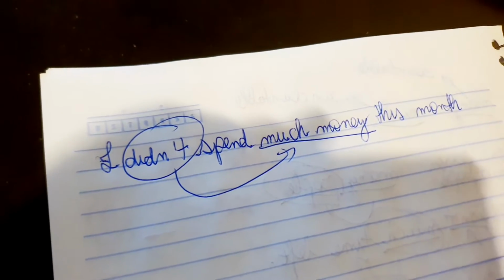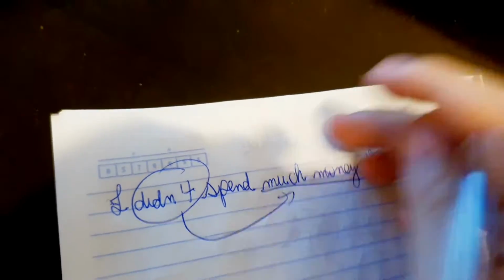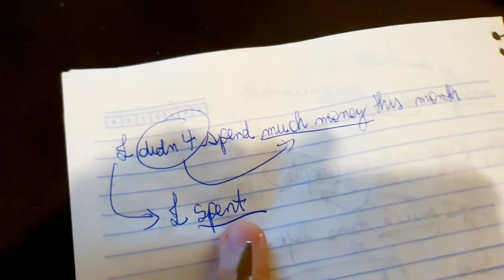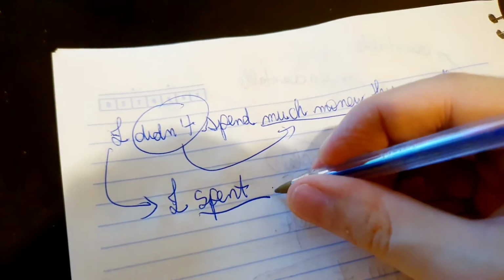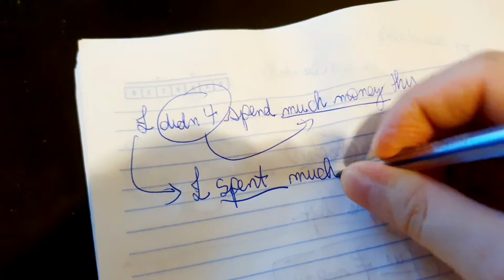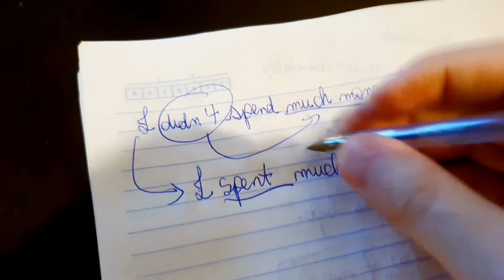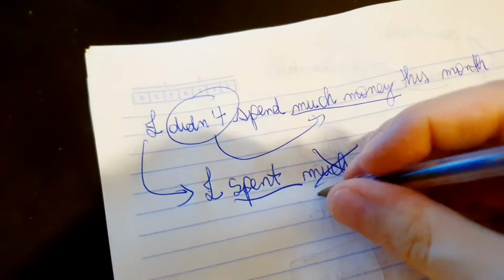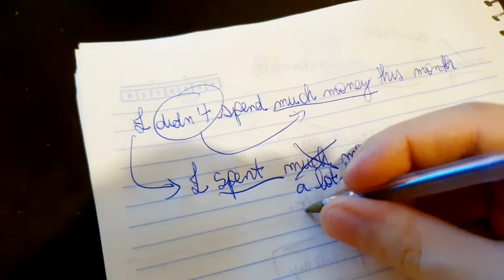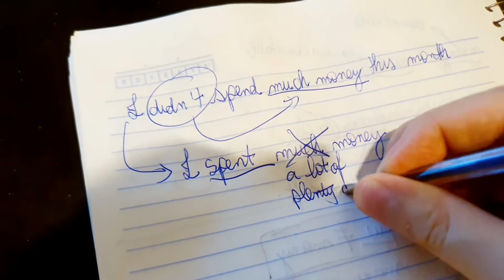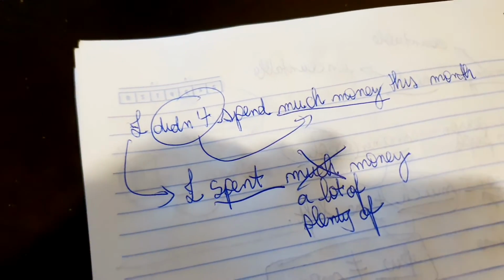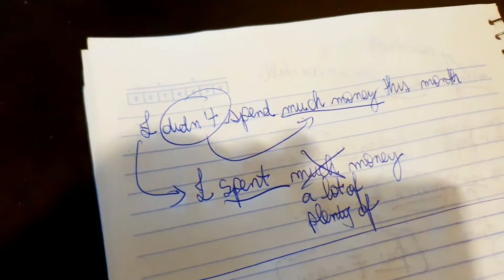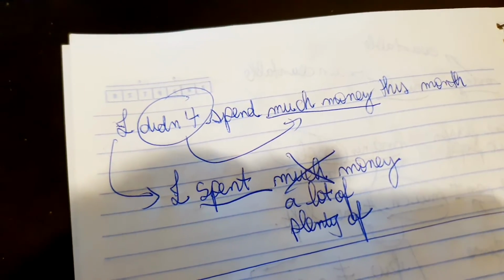When you say you spent a lot of money, the affirmative sentence would be I spent, right? Spent is the simple past of the verb spend. I spent much money. Is it correct? No. Instead of using much, prefer a lot of. I spent plenty of money. I spent a lot of money. As I mentioned, much is more used with negative sentences, okay?